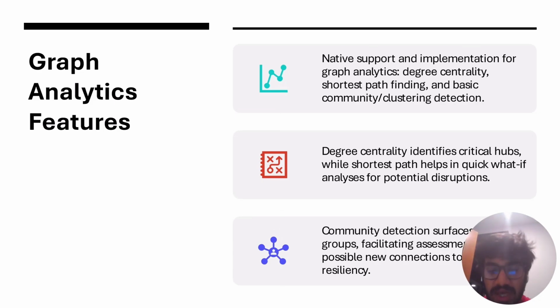Let's now talk about the graph analytics features we implemented to extract actionable insights from a supply chain network. First, degree centrality. This is a measure of node importance. In our implementation, we calculate how many connections each smelter, supplier or product has. High degree centrality identifies critical hubs in the supply chain.